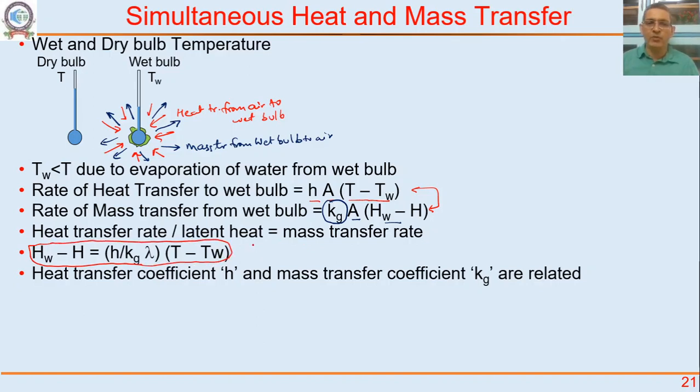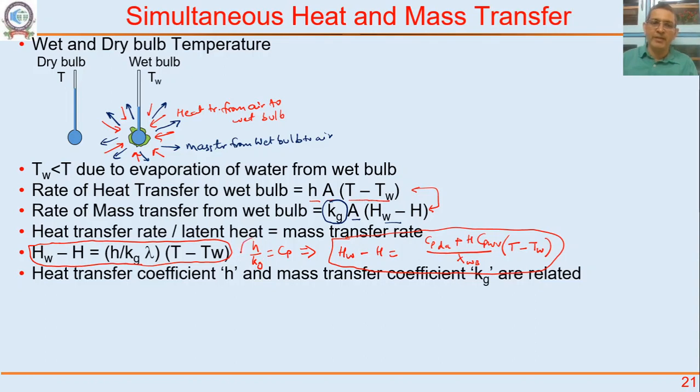And that time I just told you that this H by kg is Cp for this humid air. So this allowed us to get Hw minus H would be equal to Cp of dry air plus H times Cp of water vapor divided by lambda at the wet bulb conditions multiplied by T minus T wet bulb. This formula we derived because I just simply told you that this H by kg is Cp. Let's now start talking more in terms of what this H by kg is.